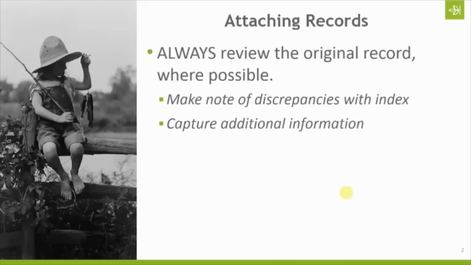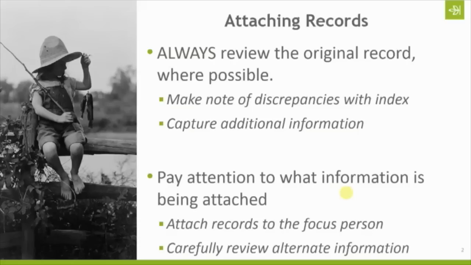You also want to make sure that you capture additional information, because the index is not a complete transcription of the record. It is only a finding aid to the record. And so the only information being sourced in your tree is what's included in the index. So if you need to create additional facts or add additional information, you want to make sure you've got a note of that so that you can do that. You also want to pay attention to what information is being attached in that attach process. Make sure you're attaching the records to the right person, not to a child or a parent or a spouse, but that you've got the focus person on the record and you're attaching it to that person in your tree.